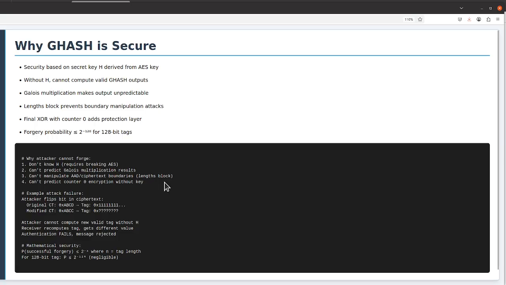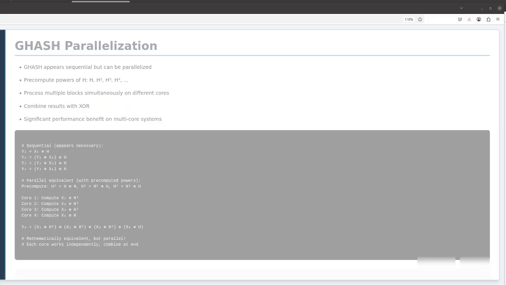The mathematical proof of GCM's security shows that as long as IVs are never reused with the same key, the probability of an attacker successfully forging a valid authentication tag is at most 2 to the power of -128 for a 128-bit tag, which is negligibly small. This makes GCM extremely secure when used correctly.